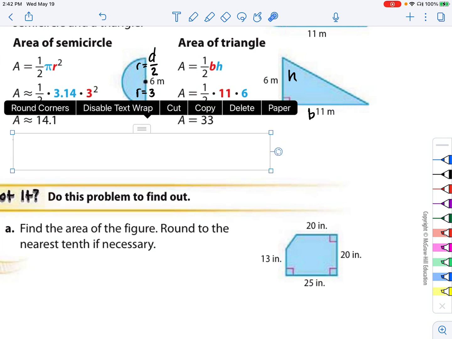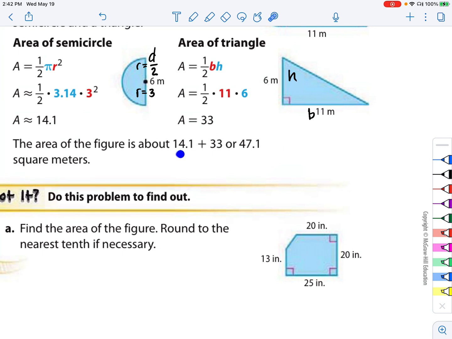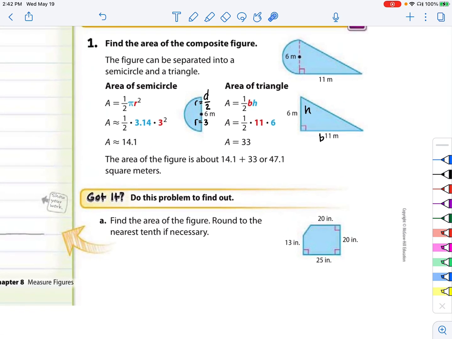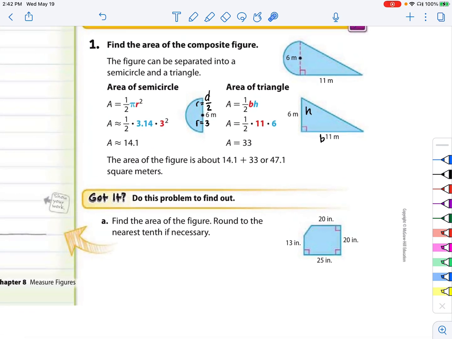So the next thing we need to do is simply add those two areas. 14.1 plus 33 will give us 47.1 square meters. So that's the area of our composite figure. Okay? All right, do the got it problem, and let's see if you understand example number 1.